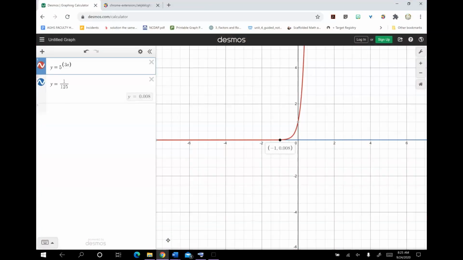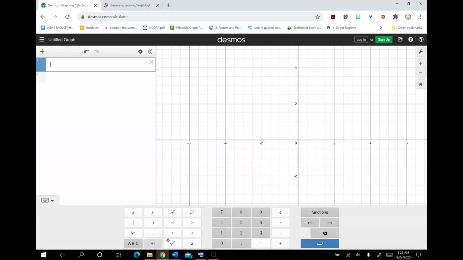All right. So we're going to say left-hand side is going to be y equals 2 parentheses 6, raised to the 2x power. And then line 2 is y equals 20. Okay, and I want to see where they intersect.